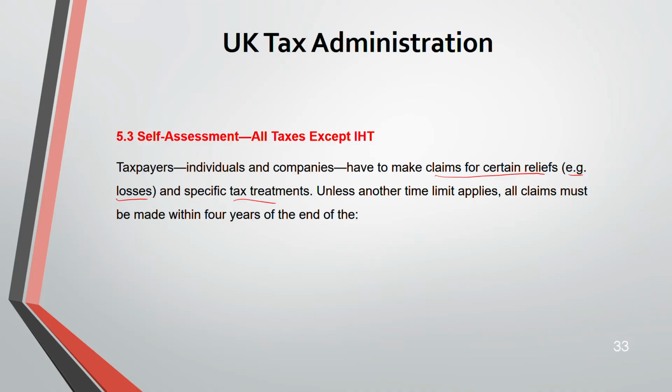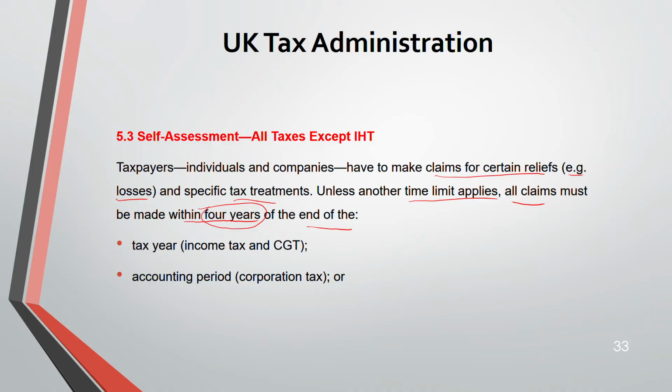When should you claim for this? Within 4 years of the end of the period, unless another time limit applies. Sometimes they might give you some time limit. If they don't give, if they are silent, all claims, whether for reliefs, specific tax treatment, or losses, must be made within 4 years. 4 years is very important. Within 4 years of the end of the tax year, if it's income tax and CGT, end of accounting period, if it's corporation tax, or end of tax period, if it's VAT. 4 years after all this.